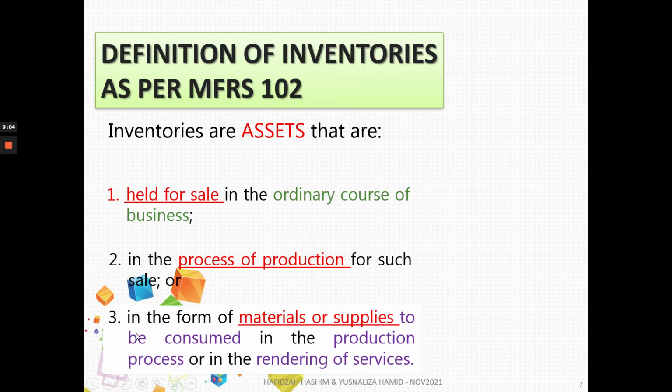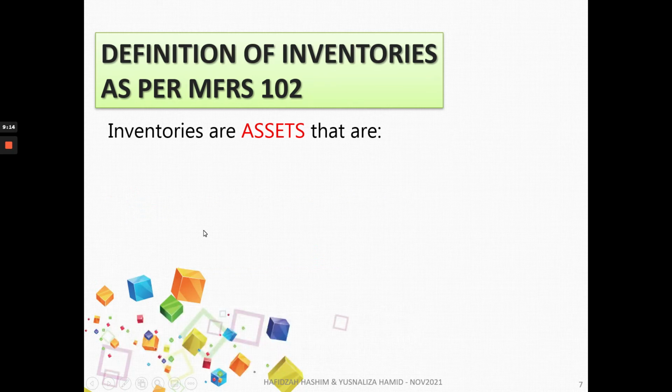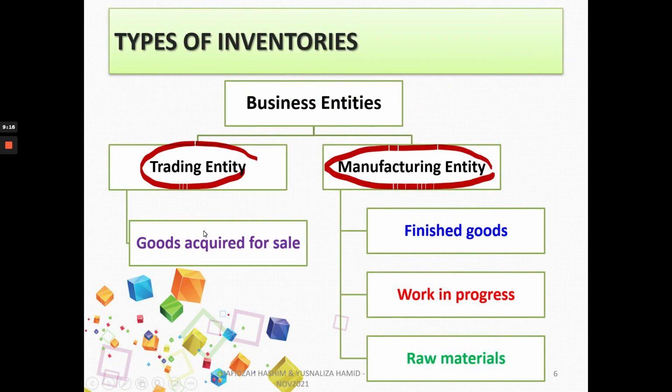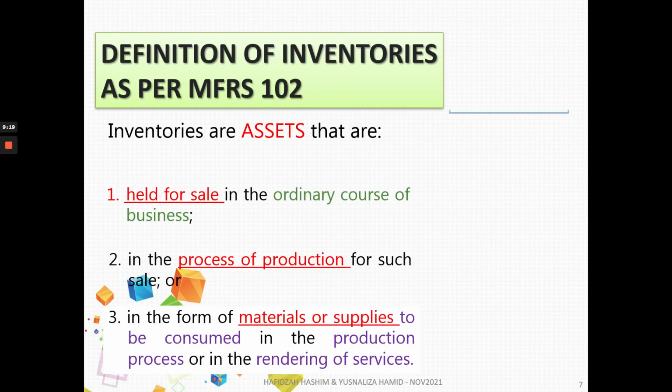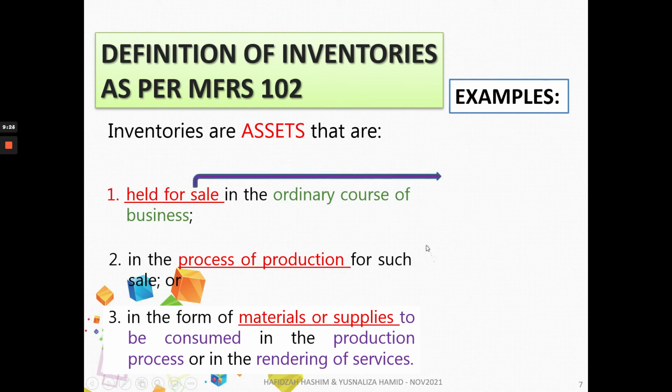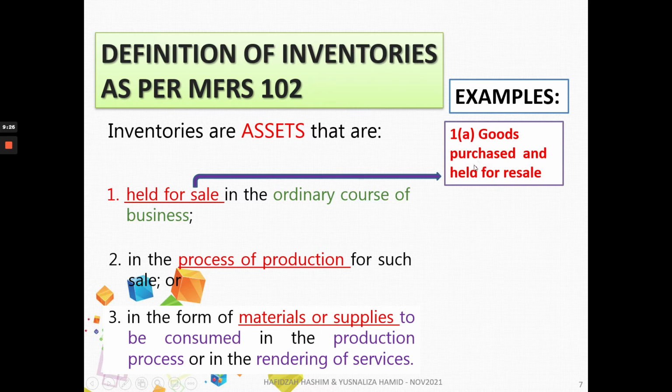So number 2 and number 3 are related mostly to the manufacturing entities, and item 1 is normally related to the trading entities, like what we have earlier been informed here. Let's look at the examples of number 1. For example, the one held for sale could be goods that you purchase and later have the intention to sell in your ordinary course of business. Let's say dealing with cars. You purchase cars and you are selling the cars in your normal business activities.